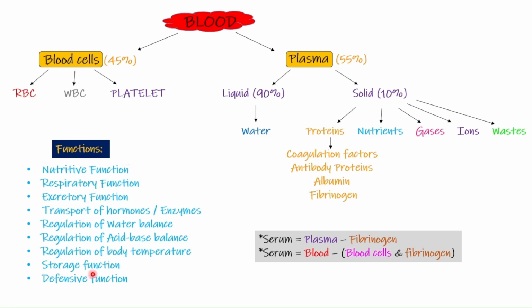Then the blood has storage function. A lot of the proteins are stored in the blood, and as the nutrients are travelling from one part to the other, they also are being stored in the blood. Then the blood has defensive functions, as WBCs, the main defensive cells of our body, are a part of blood. So blood also has defensive function.